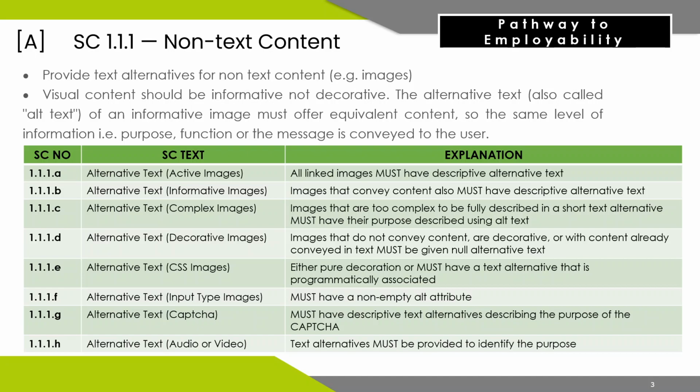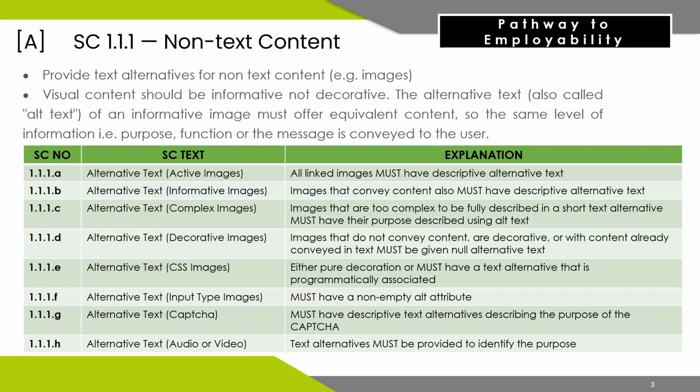1.1.1.b Alternative text, informative images. Images that convey content must have descriptive alternative text, alt attribute value, title attribute value, ARIA label property or ARIA labeled by property, that serves the same purpose and presents the same information as the image.